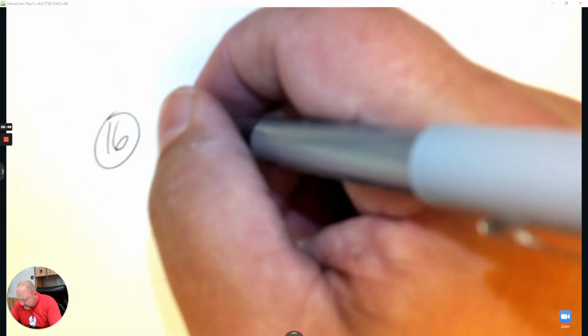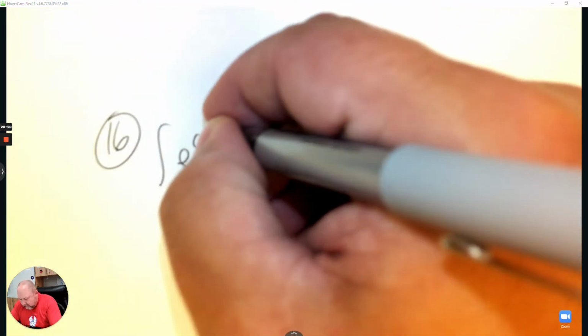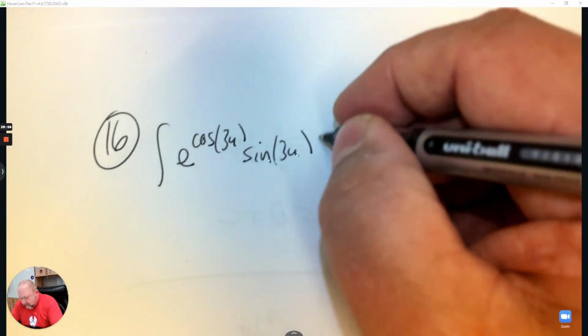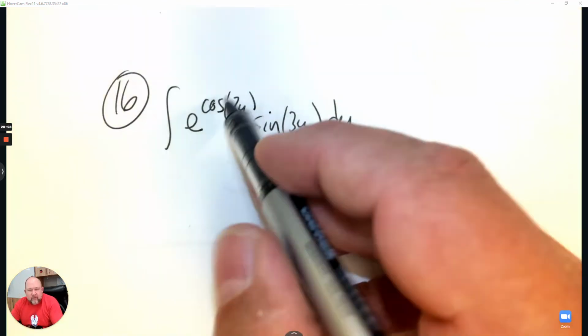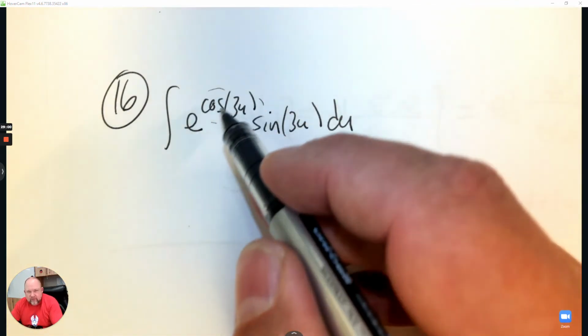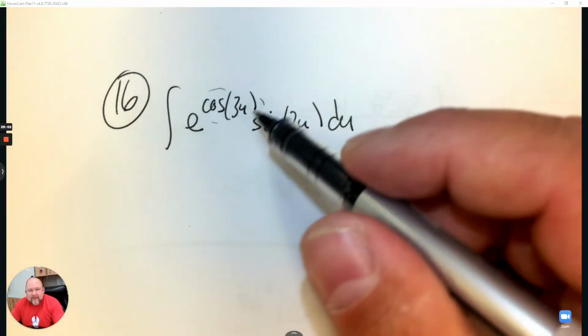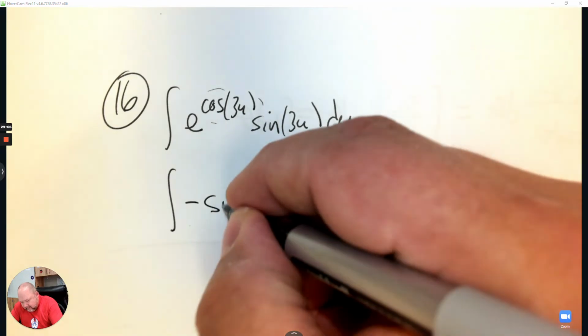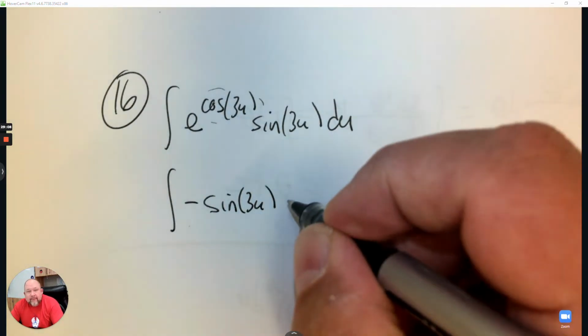All right, number 16. I'm going to integrate e to the exponent cosine 3u and then sine 3u. So for this one, I see the hook comes from the new exponent. The derivative of cosine is negative sine. So I need negative sine 3u.